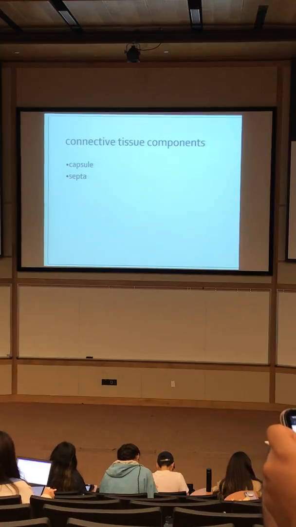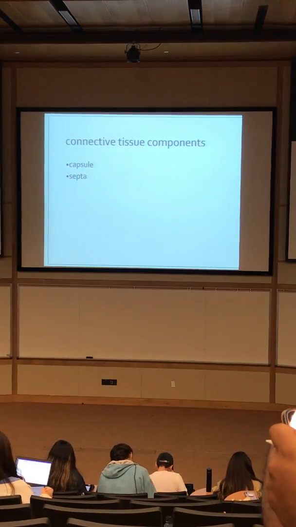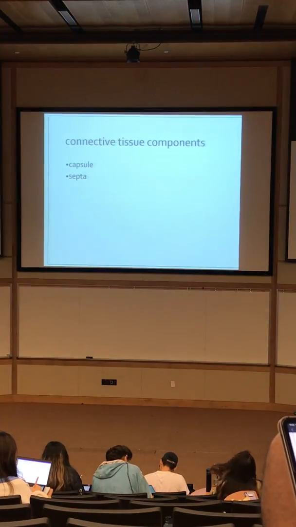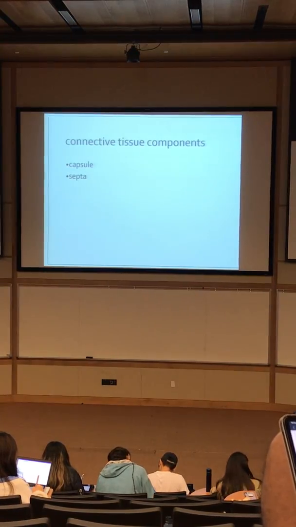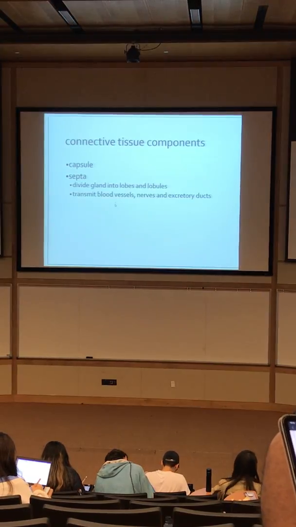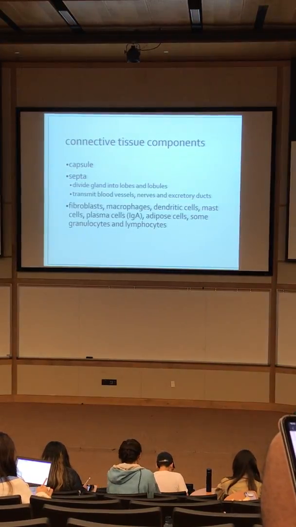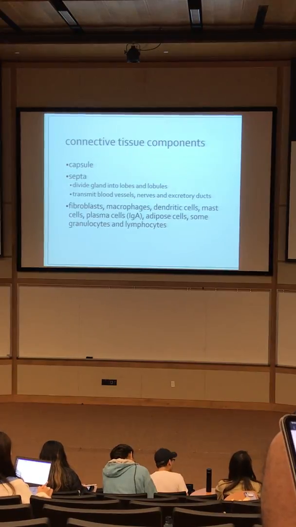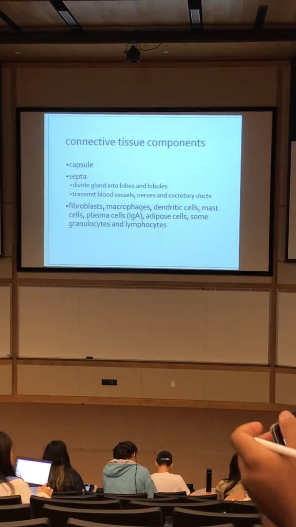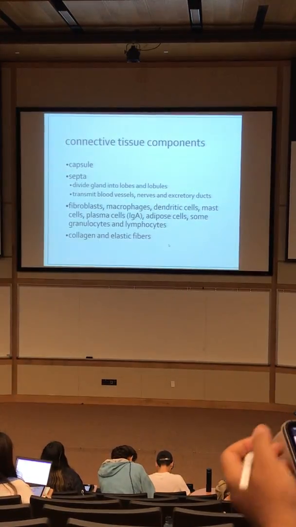The capsule is connective tissue: type 1 collagen, fibroblasts, typical connective tissue. And then extending in from the capsule are septa, which divide the gland into lobules and transmit blood vessels and so forth. And so these are the cells that are found in the septa, and collagen and elastin fibers.